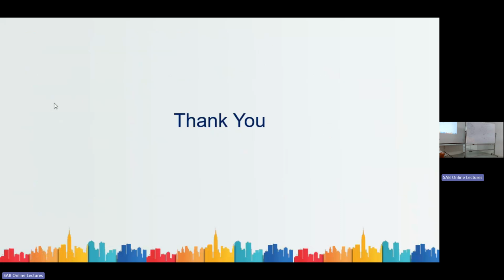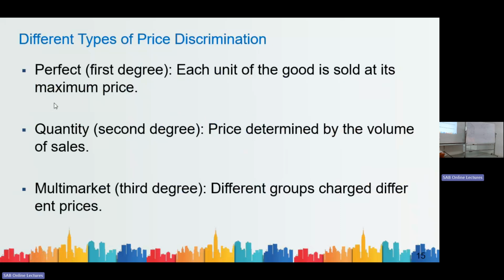So that is about price discrimination, and we end the monopoly session. Now, how do you want to have the individual assignment? It will take more than 30 minutes to answer the question. Shall I make it a take-home assignment?